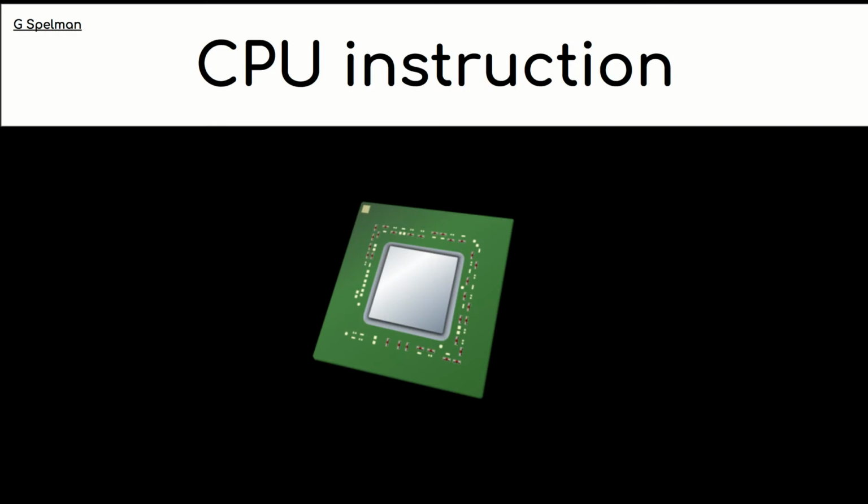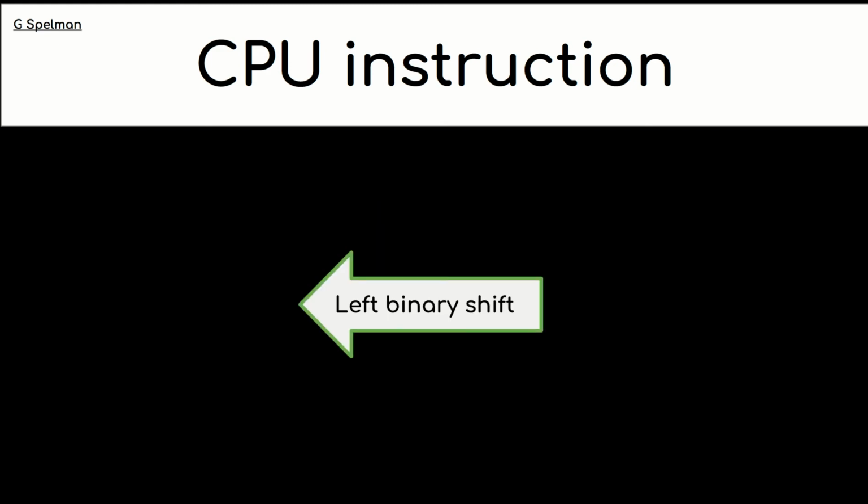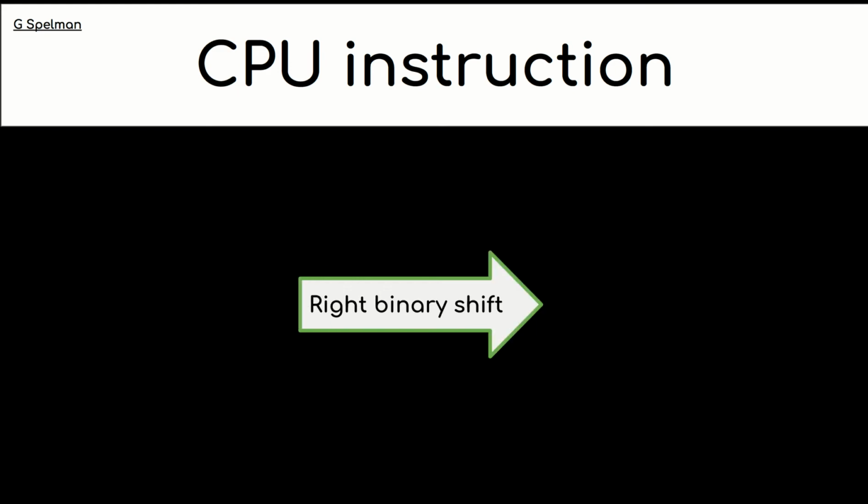A binary shift is a CPU instruction. It's an instruction that the CPU performs on a byte. There is a left binary shift and there is a right binary shift.